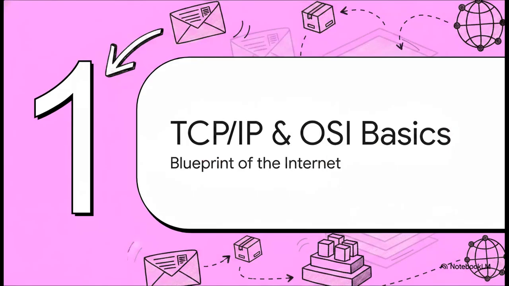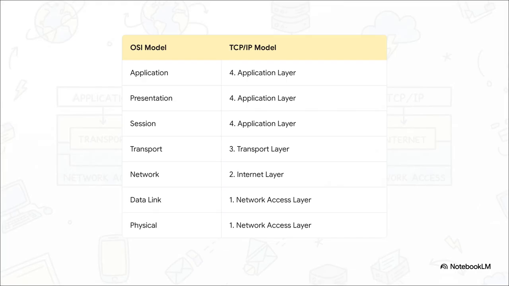Section 1. TCP IP and OSI basics, the blueprint of the Internet. Think of the TCP IP model as the fundamental standard that makes the entire modern Internet possible. It's honestly a lot like a highly efficient global postal service. You have an address you want to send a package to, right? And you need a guaranteed system to make sure it gets there intact.